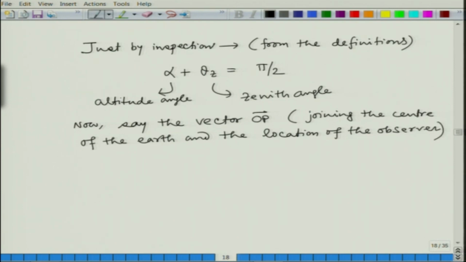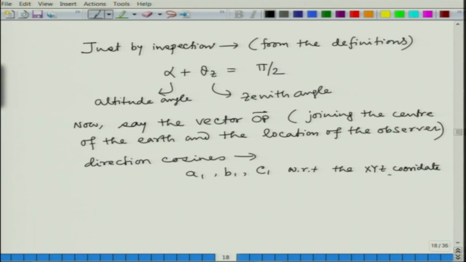So, if you look at this vector and write the corresponding direction cosines for this vector OP, then what can we write? Let us say the direction cosines are A1, B1 and C1, with respect to the x, y, z coordinate system that we have shown earlier.